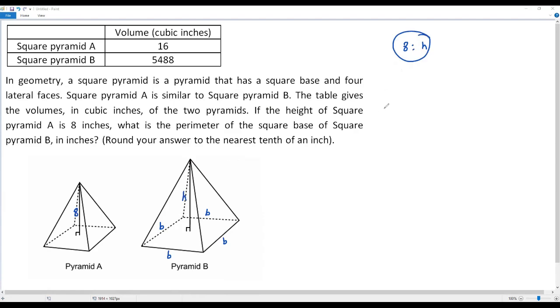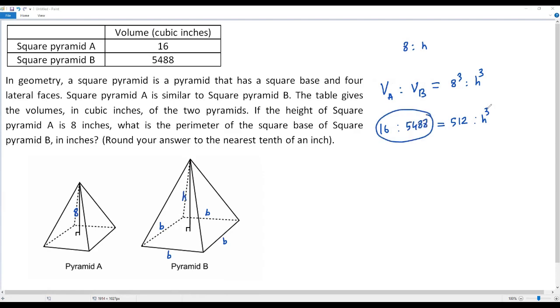From this ratio, I'll be able to get the ratio of the volumes of the two pyramids. That is the volume of pyramid A and the volume of pyramid B. So this is the ratio of the volumes of the two pyramids. Now to get the ratio of the volumes, we have to raise both the values to the power of 3. That is 8 to the third power to h to the third power. Here 8 to the third power is 512, and we can keep h cubed as it is. Already we have the volume of pyramid A, that is 16. We can plug in 16 for the volume of A, and also we have the volume for square pyramid B, that is 5,488. Let me plug in this. Okay, now we can write each ratio as a fraction.